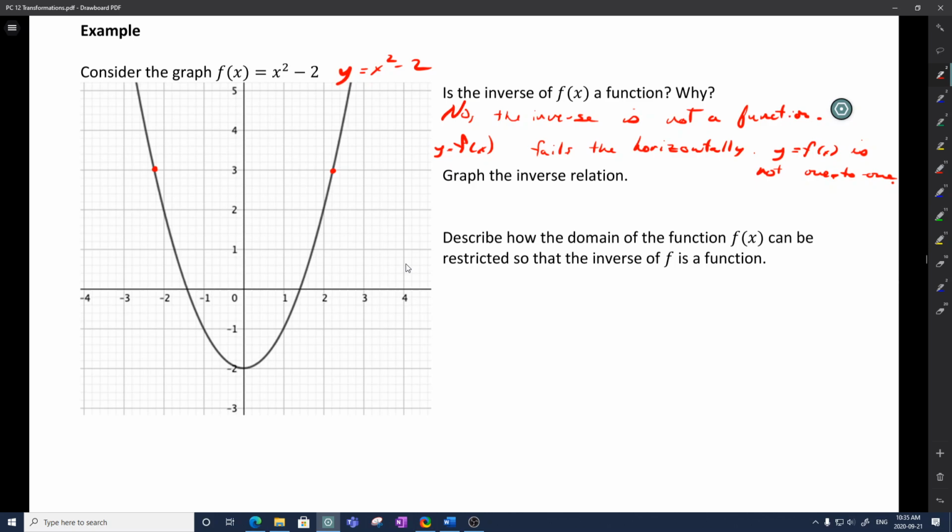So if you want, graph the inverse relation. I'll leave it in your very capable hands to graph that. I'm going to move down here. I'm actually going to graph the relation last. I'm going to ask you to use your imagination and describe how the domain of this function can be restricted so that the inverse of f is a function. Describe, imagine how I could cut this so that it passes a horizontal line test. Press pause and think about it.